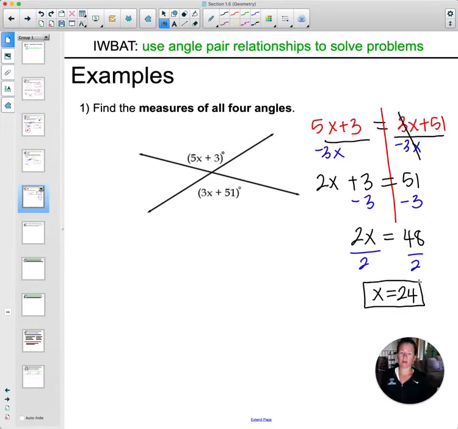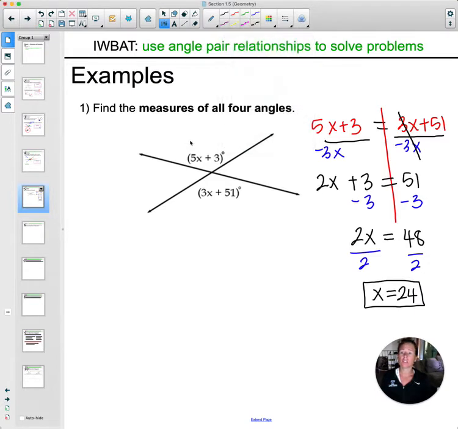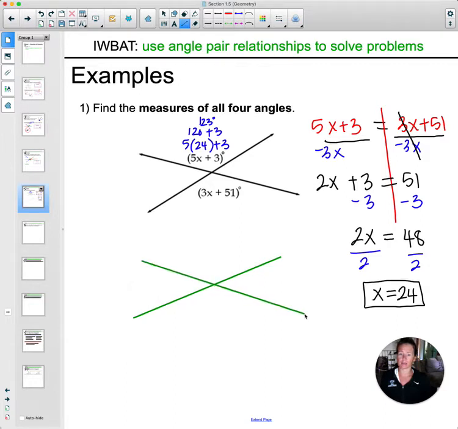So now we've unlocked this missing puzzle piece of the diagram. So we can go ahead and plug this in to figure out how big these angles actually are. So we're going to go ahead and do 5 times 24 plus 3. So 5 times 24 is 120 plus 3 is 123 degrees for that angle. I'm going to actually just quick draw another diagram down here to make it look a little bit simpler. So that angle right there was 123 degrees.